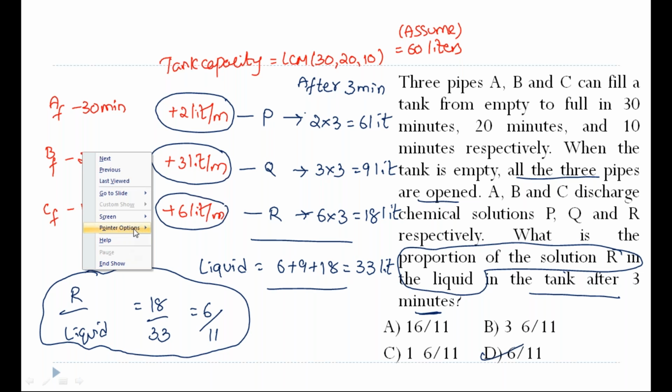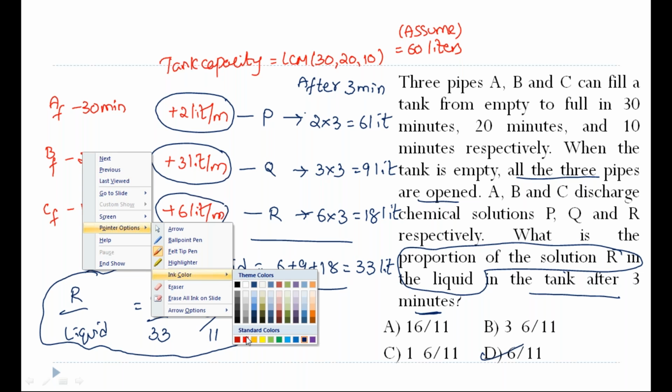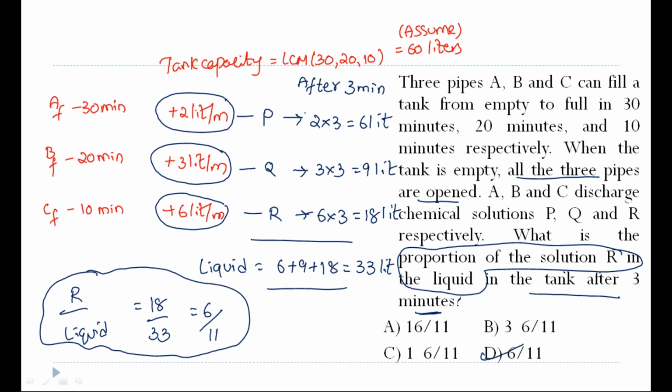Friends, this is the only question available in your textbooks related to this chemical. But listen, without doing all this calculation, you can easily remember the answer. See, R out of total must be less than 1 always. Chemical R out of total must be less than 1. Why? R is a part of the total. So R in the liquid, or R out of total, must be less than 1. Only one option is less than 1, this one. Remaining all options are greater than 1. As simple as that.